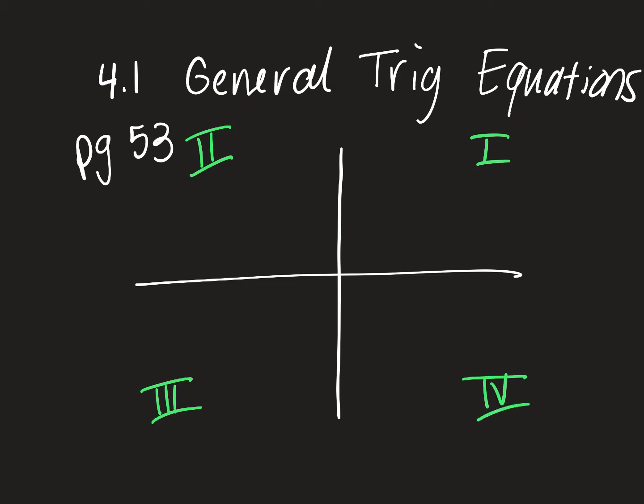So in the first quadrant, all of our trig functions are positive. So sine, cosine, tangent, all positive.